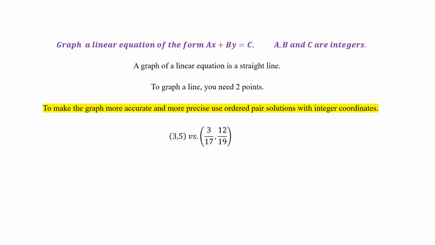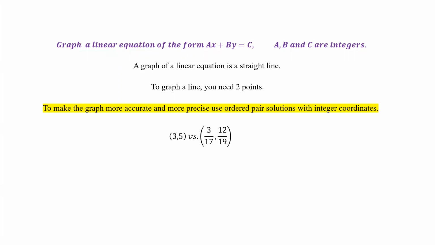Let's look at these 2 ordered pairs. One on the left with coordinates 3, 5 has integer coordinates, and the other on the right with coordinates 3 17/12, 19 has coordinates that are fractions. Perhaps many would agree with me that to plot the first ordered pair is a lot easier than to plot the second.